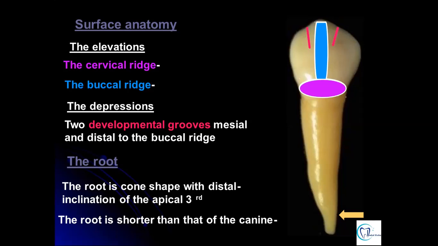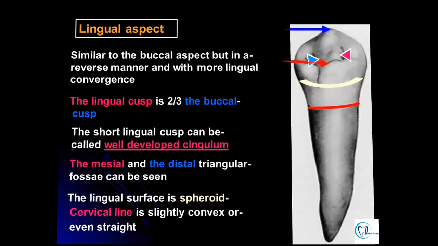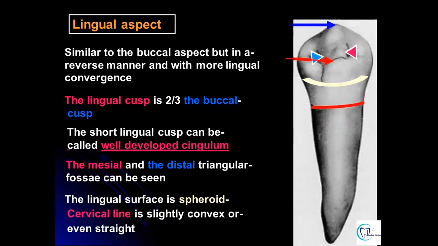But when you see the premolar from the buccal aspect, it looks very much similar to that of a canine. Now coming on to the lingual anatomy, the lingual aspect is very much similar to the buccal aspect but slightly in a reverse manner, and there is lingual convergence. So the lingual cusp in the mandibular first premolar is slightly less developed.